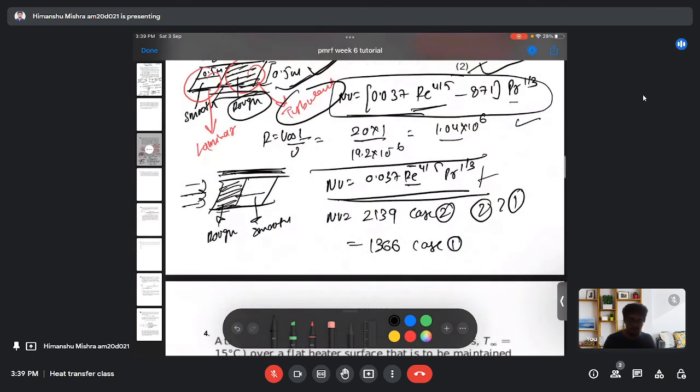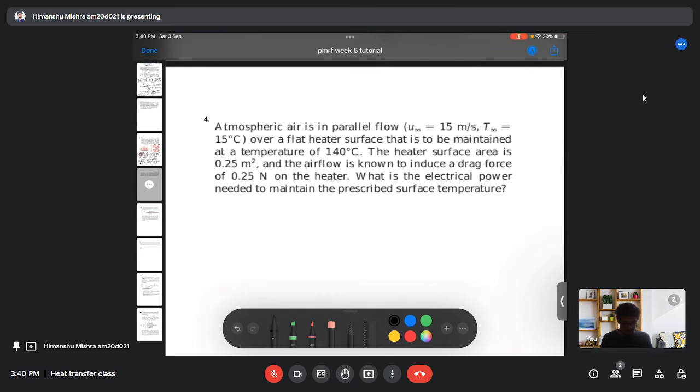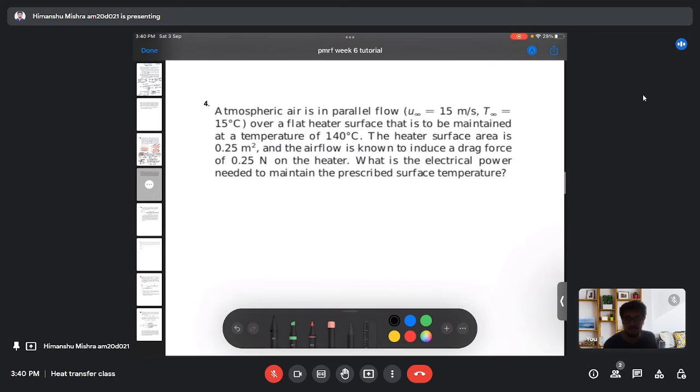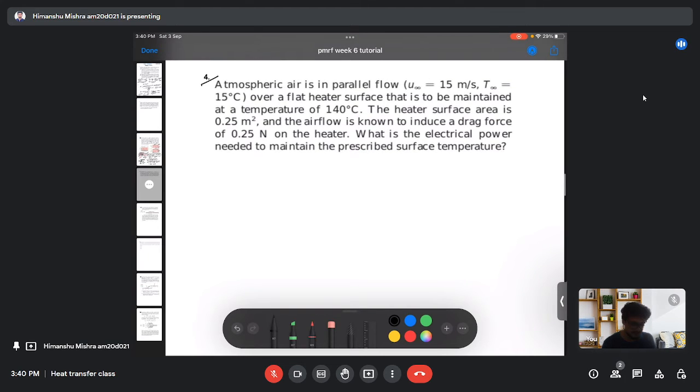So let's move to a different question. This question, a similar question, we actually solved last week. So this is almost the same question, and we will relate it. It is actually related to the Chilton-Colburn analogy.